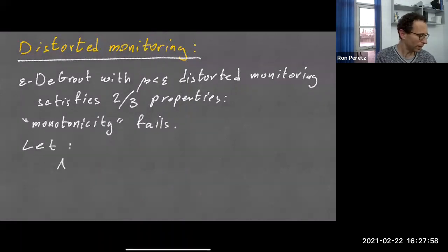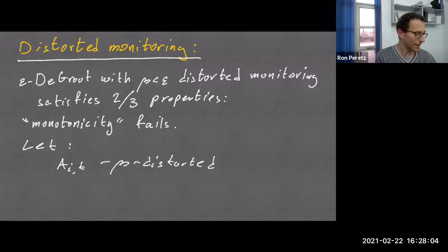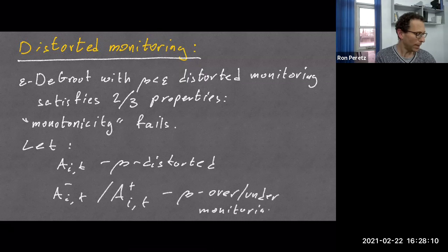So how do you work with it? Let's say that A_i^t is my beta distorted dynamics. So I define A plus and A minus to use the same rule as my A_i^t, but they assume the 2 extreme cases of beta distorted monitoring. Namely, one of them always assumes that the agent observes something which is beta higher than the true opinions of the neighbors, and one always assumes beta lower than the true opinion.